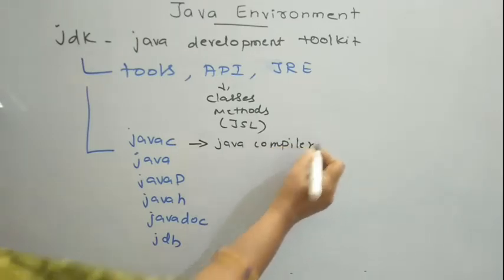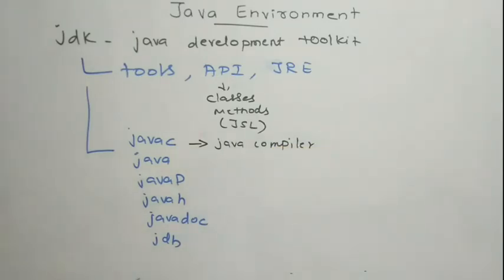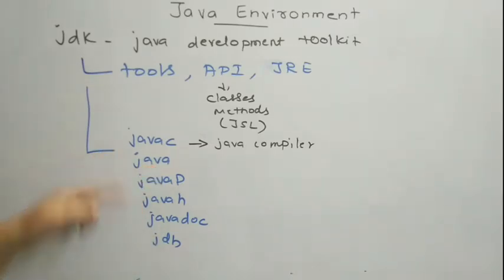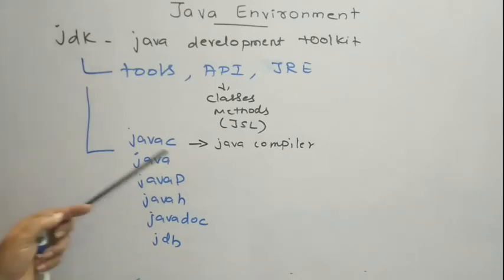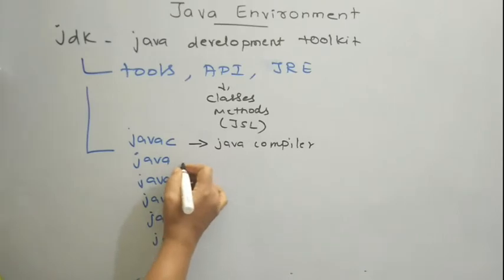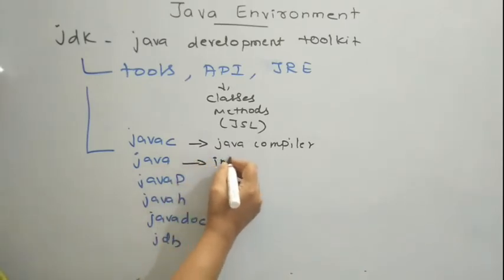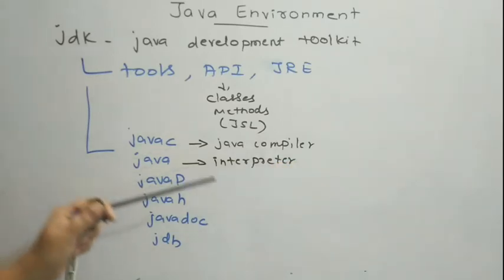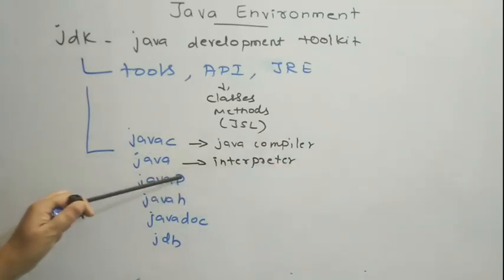When we compile our Java program, it will not be converted directly into its corresponding machine code. It will be converted into its intermediate bytecode. The Java compiler is responsible for compiling our Java code into its corresponding bytecode. Next one is java. It is basically an interpreter which is used to run our bytecode, that is, our Java program's intermediate bytecode.